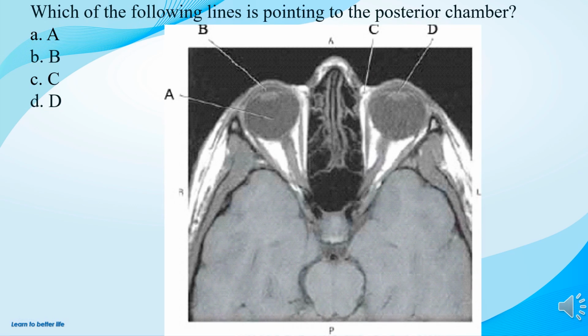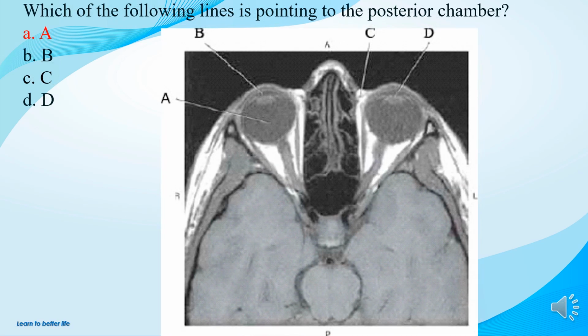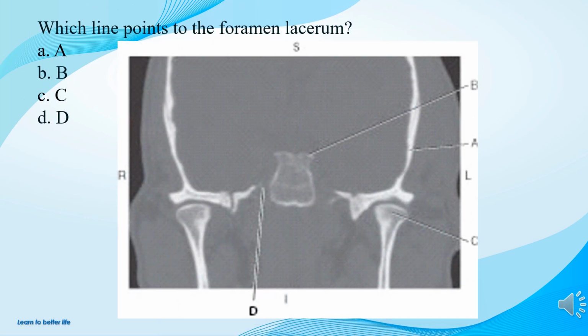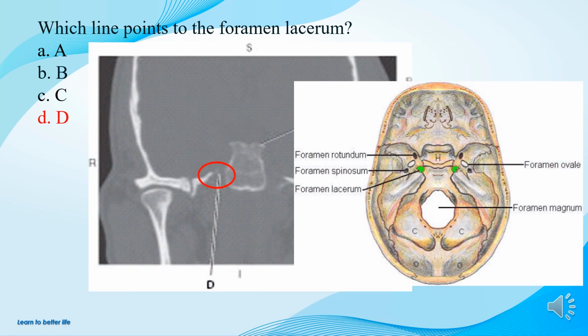Which of the following lines is pointing to the posterior chamber? A, B, C, or D? The answer is A. Which line points to the foramen lacerum? A, B, C, or D? The answer is D. The foramen lacerum, Latin for lacerated piercing, is a triangular hole in the base of the skull. It is located between the sphenoid bone, the apex of the petrous part of the temporal bone, and the basilar part of the occipital bone.